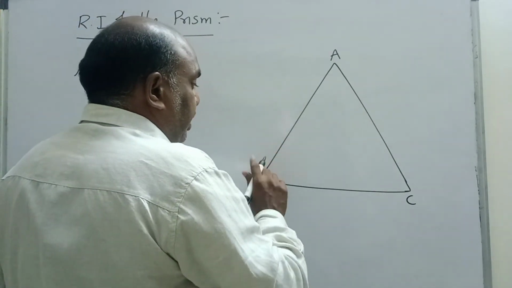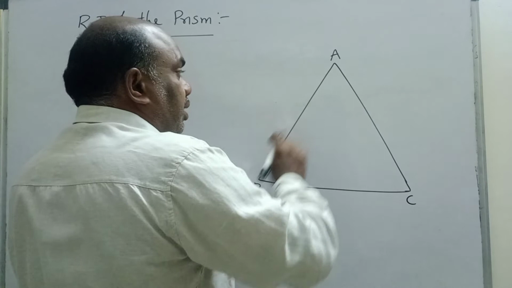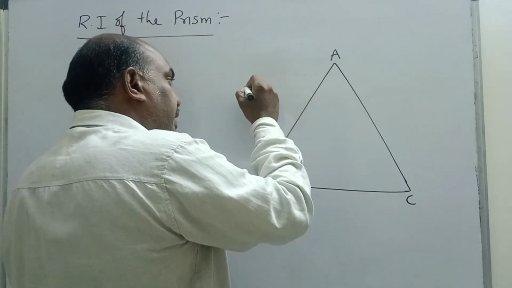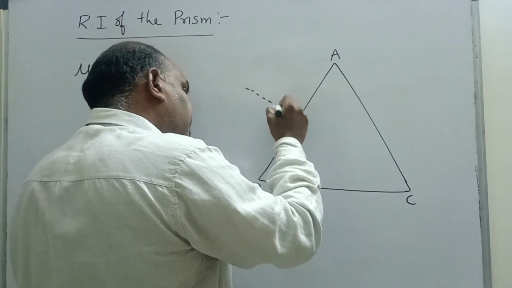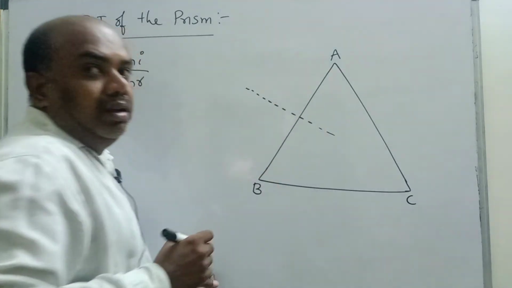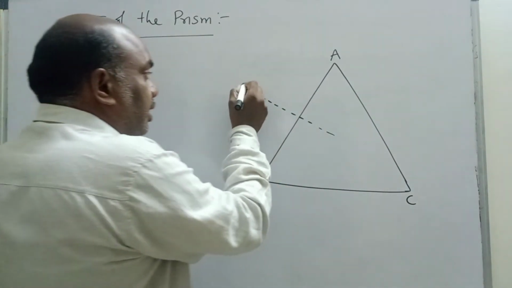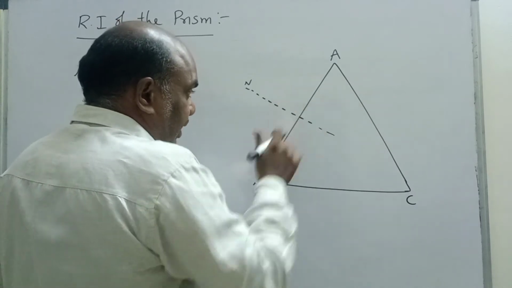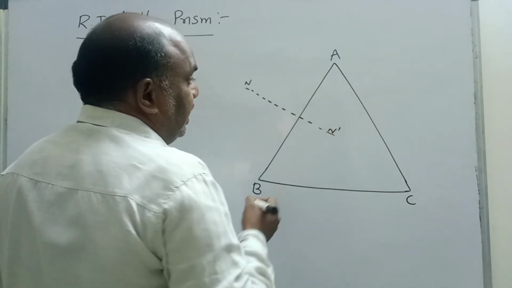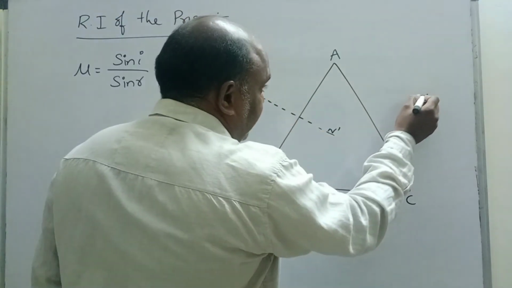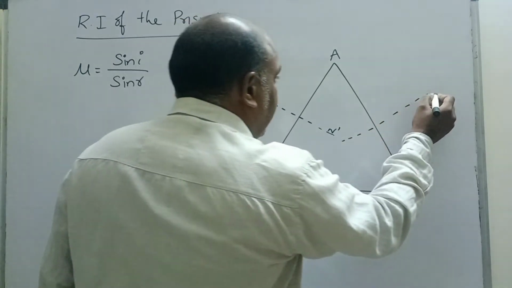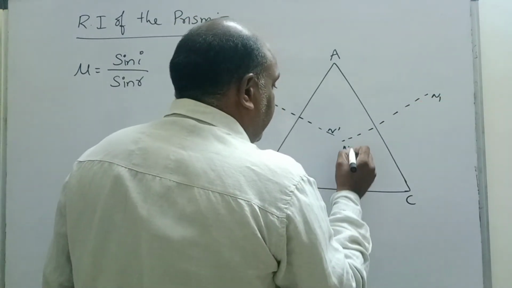Now by using a protractor, place the horizontal line of the protractor on AB, put a dot at 90 degrees and draw a line. This is called the normal. Normal means perpendicular to the surface. Perpendicular to AB is the first normal, N, N dash. This is the second normal, N1, N1 dash.